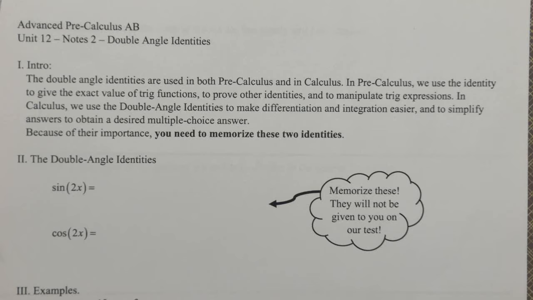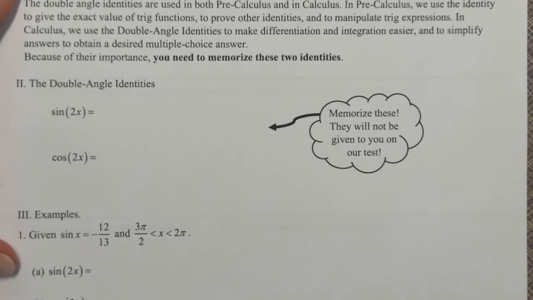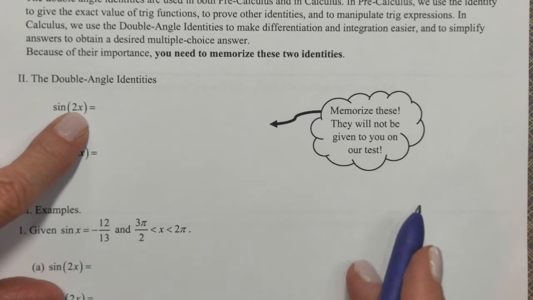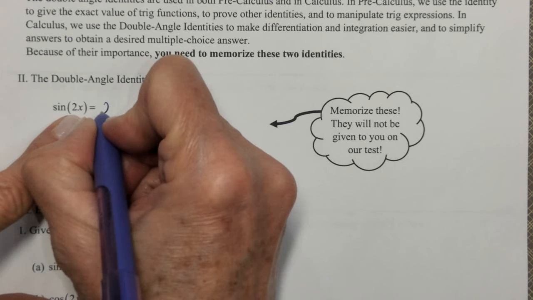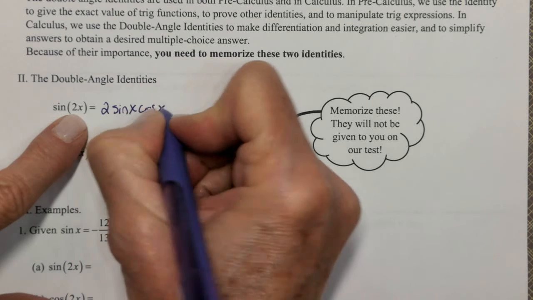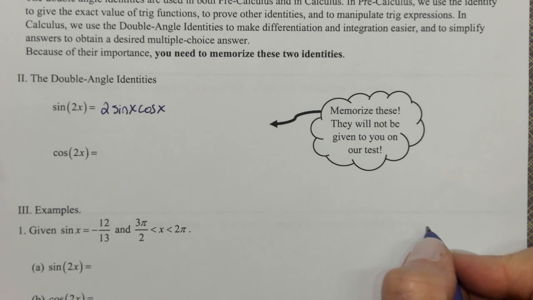You'll have a formula sheet with the other trig identities, the sum and difference ones, and what we're doing next, the half angle ones, but not for the double angle ones. I don't think that they're hard to memorize. Sine of 2x is 2 sine x cosine x. Not bad. 2 sine x cosine x.